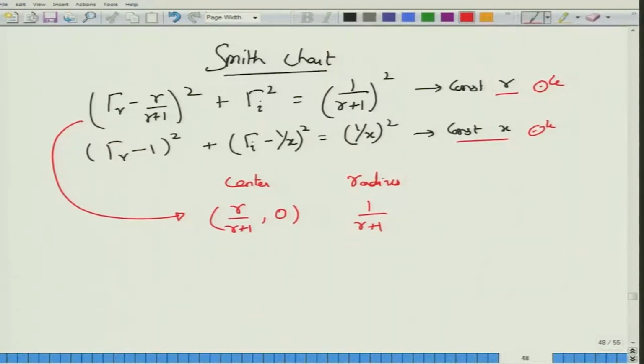Now let us first look at the constant R circles. What is the center of the constant R circles? The center is given by R by R plus 1 comma 0, right? And the radius is given by 1 by R plus 1. If you now try to plot this, you will have to consider the possible values of R first. We know that R will start with a value of 0, which corresponds to short circuit, and R can go all the way up to infinity, which corresponds to open circuit.